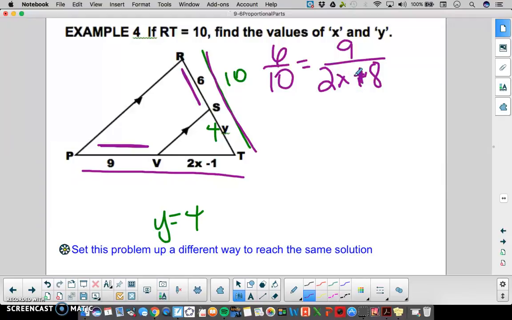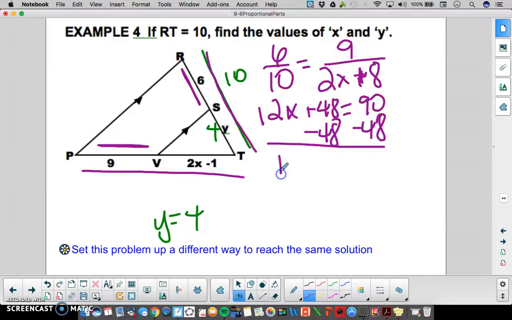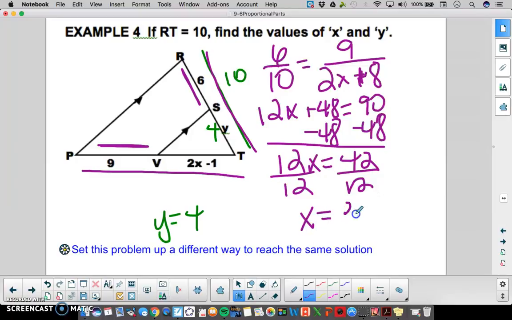That's a plus. Now I'm going to distribute and solve the proportion. So 6 times 2 is 12x plus 48 equals 9 times 10, which is 90. Now subtract 48 from both sides. So 12x equals 42. Divide both sides by 12. 42 divided by 12 is 3.5. So x is 3.5 in this example.